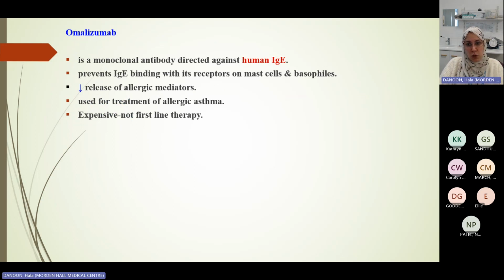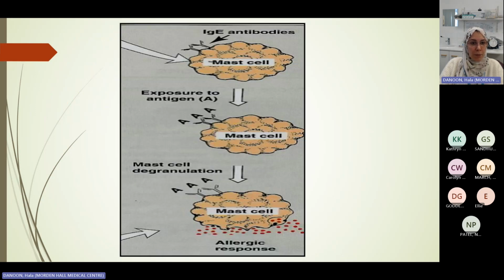Omalizumab is a biological medication used in uncontrolled brittle asthma for patients who are not responding very well to inhaled or even oral medication. It is secondary care medication, and it's normally for patients with severe allergic asthma. This just shows how the mast cell can cause the allergic response to increase, and that will trigger an asthma attack.